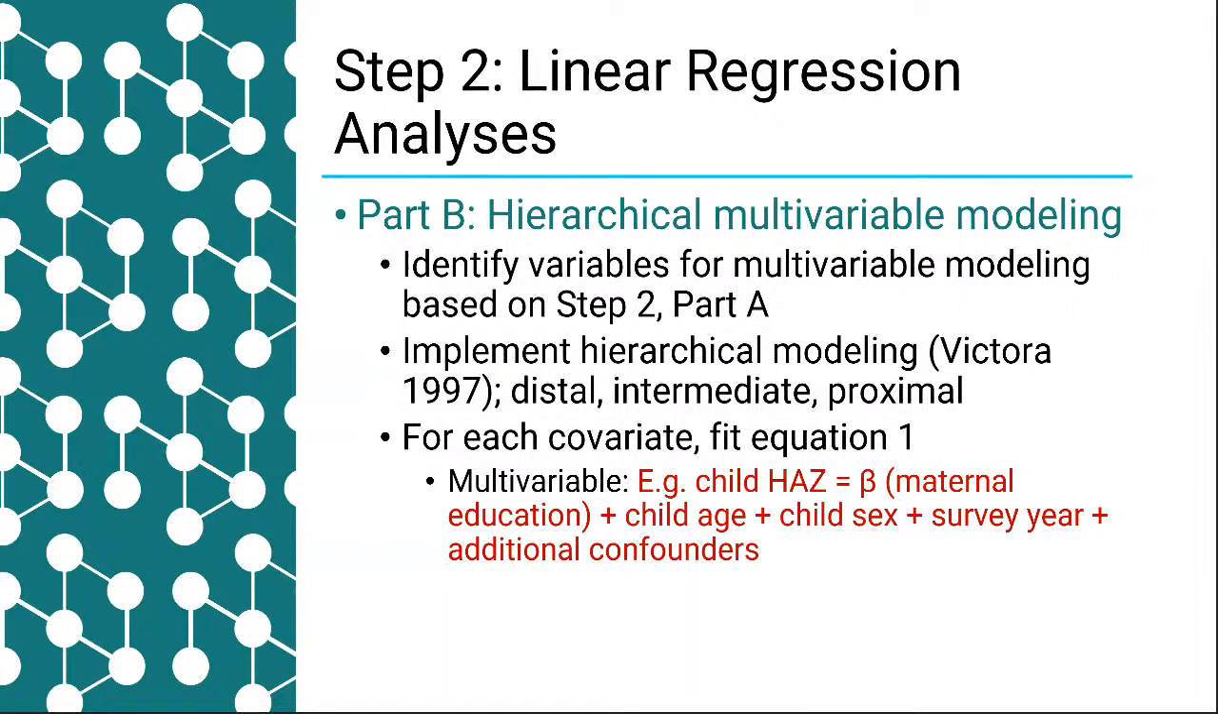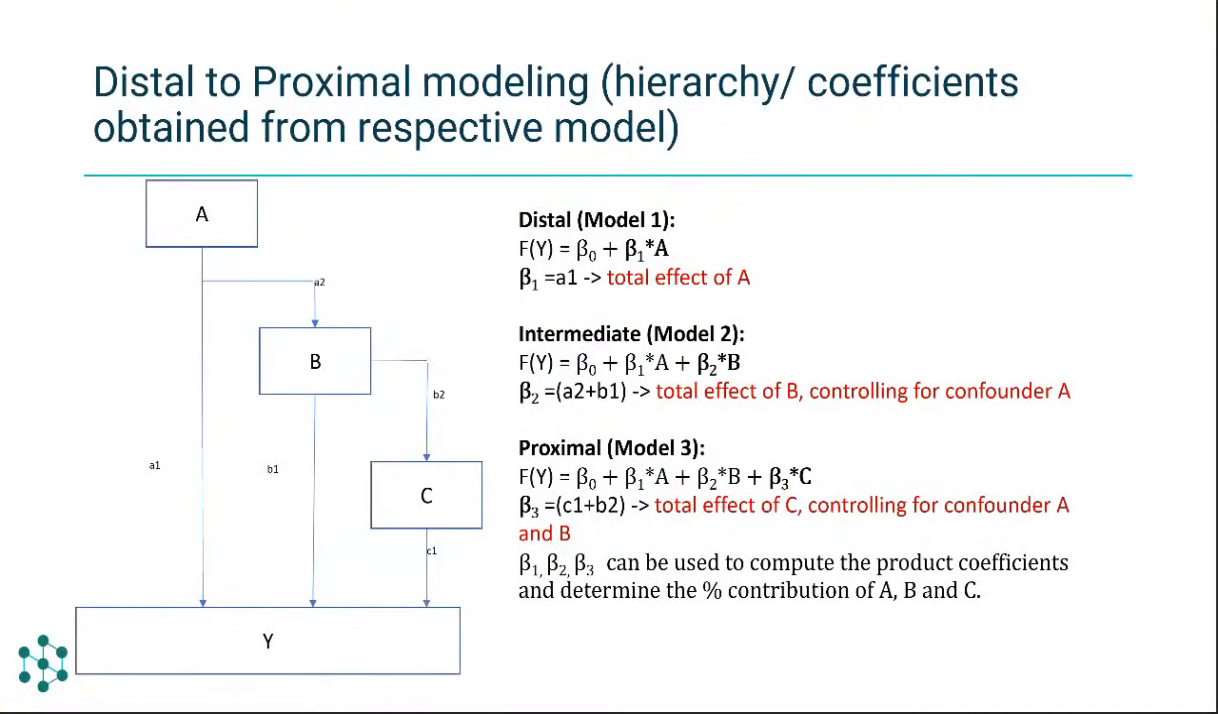And here's just a simple equation. Essentially, the idea is for each covariate or each step along the way, we could fit equation 1 that I showed earlier, with the child's outcome, maternal education, child age, control factors, and then potentially other confounders. So it's the same equation, but expanded to include other factors. Just illustrated visually here, I wanted to show you what that looks like.